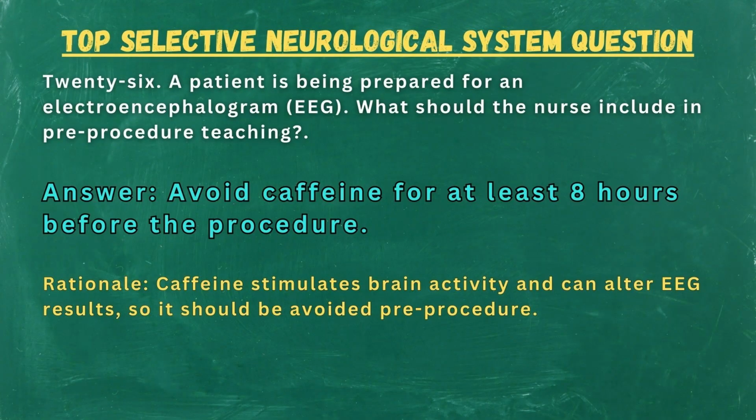26. A patient is being prepared for an electroencephalogram, EEG. What should the nurse include in pre-procedure teaching? Answer: avoid caffeine for at least 8 hours before the procedure. Rationale: caffeine stimulates brain activity and can alter EEG results, so it should be avoided pre-procedure.